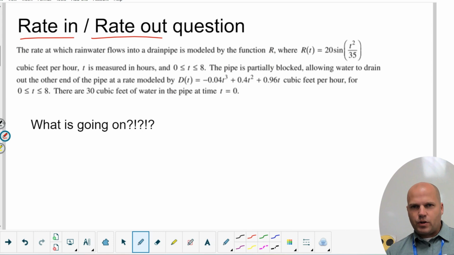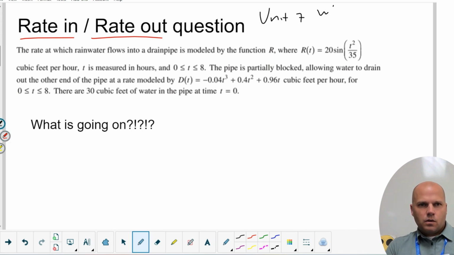So let's make sure we understand what's going on, and then we'll analyze it and realize the situation. The rate at which rainwater flows into the drain pipe is modeled by the function capital R. R of t is 20 sine of t squared over 35 cubic feet per hour.